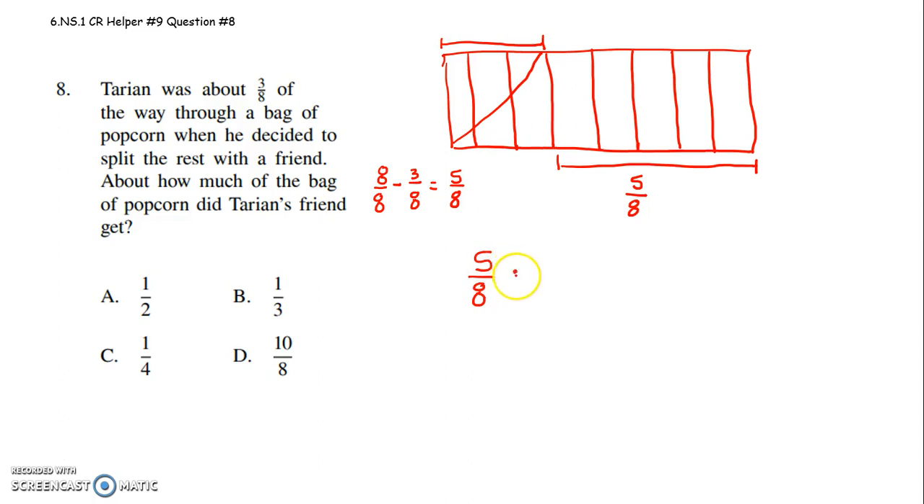And what are you going to do? You're going to divide that between you and a friend. So you're going to divide that by 2. 2 is the same as 2/1. You could find a common denominator to divide. You could draw a model, or we could skip, flip, and multiply.